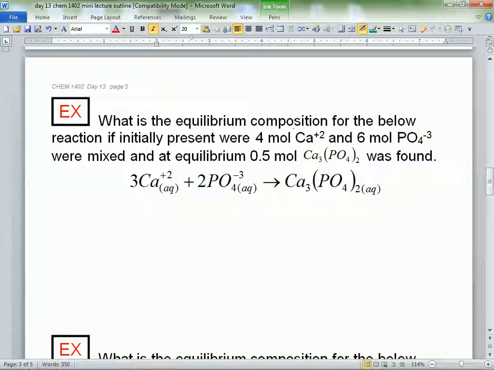Where do I go from here? Okay, so now you have to add up this row, add up these two, and get this one. Those two and get this one. Those two and get that one. So 4 minus 3x, 6 minus 3x, and just x.